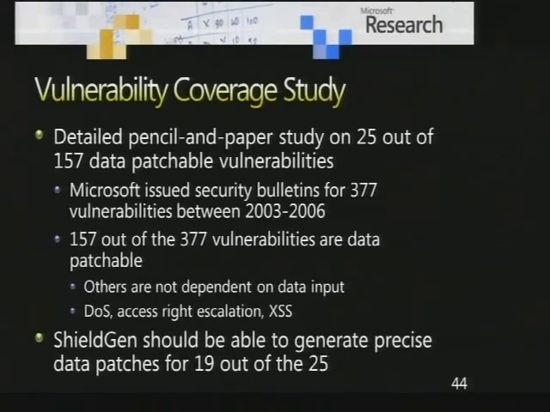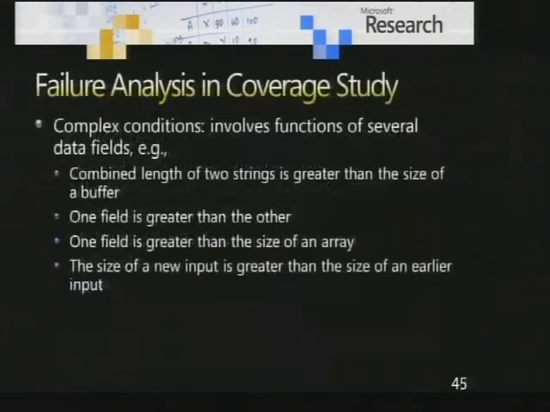for 19 of them Shieldgen can generate a data patch. For the six cases, six vulnerabilities, we cannot generate a data patch. The reason is mainly that they involve complex conditions. For example, we only sample on individual fields. We don't look for complex conditions such as one field must be greater than the other, or the combined length of two strings must be greater than a certain size.